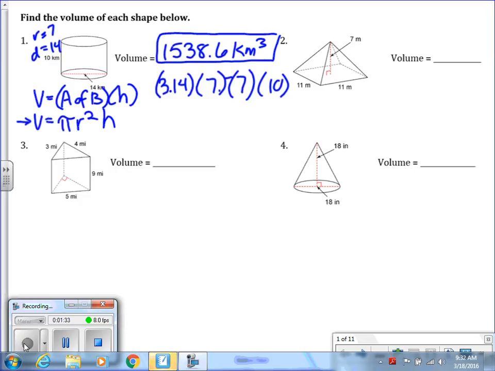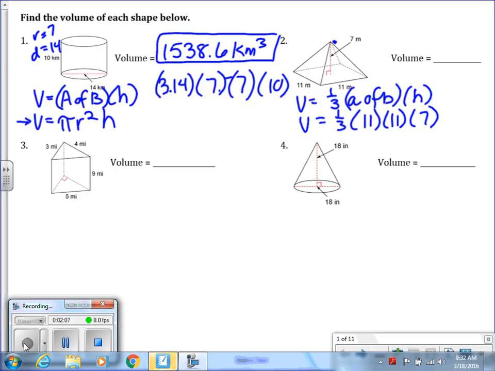Okay, number 2 is the same thing. It's still going to be the area of the base times the height, but remember, because it comes to a point right here at the top, we have a pyramid, and we don't need all of it, we only need 1/3 of it. So it's 1/3 the area of the base times the height. So when I do this math, I'm going to wind up with 1/3 times 11 times 11 times 7.